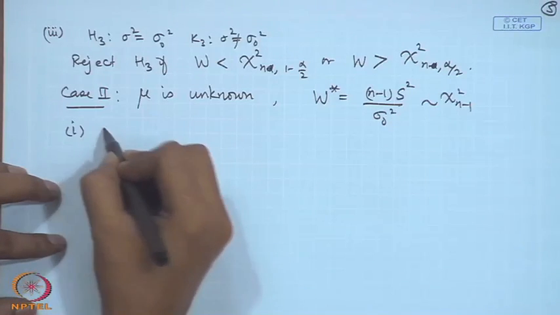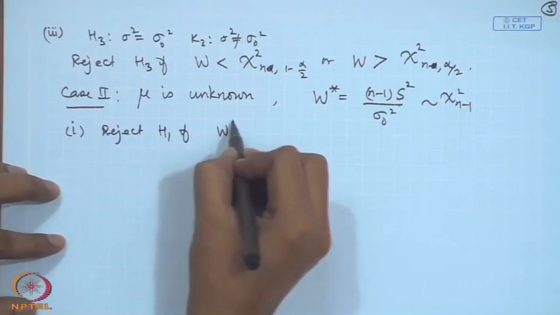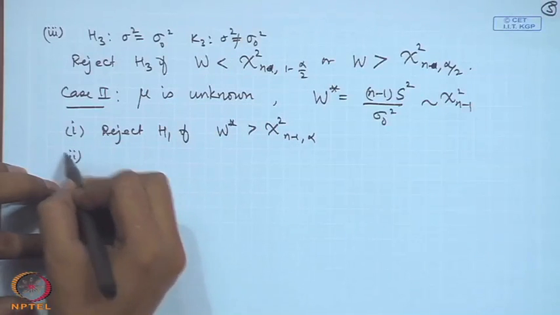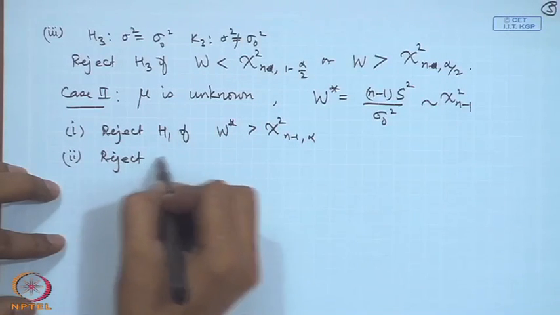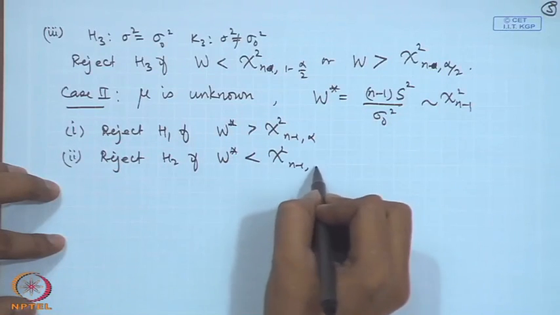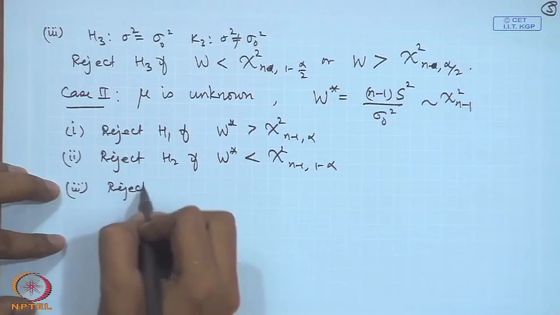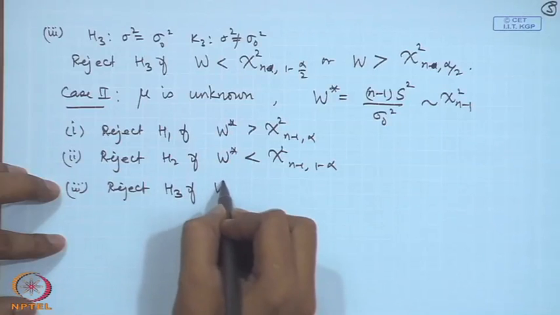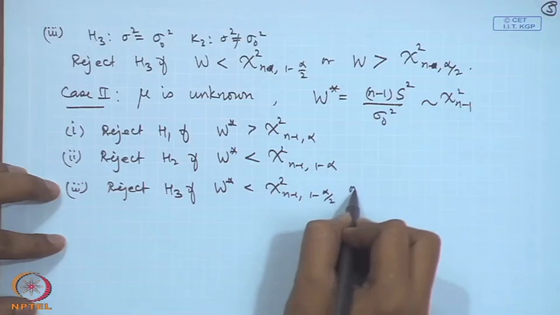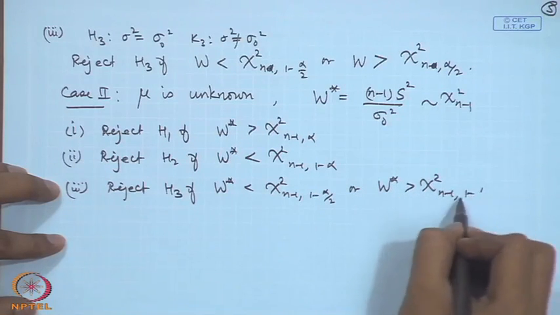for first case, reject H 1 if, in the second case it will be reject H 2 if W star is less than, and in the third case reject H 3 if W star is less than chi square n minus 1, 1 minus alpha by 2 or W star is greater than chi square n minus 1, alpha by 2.